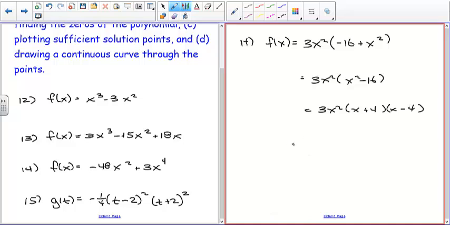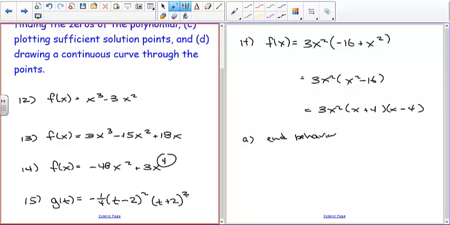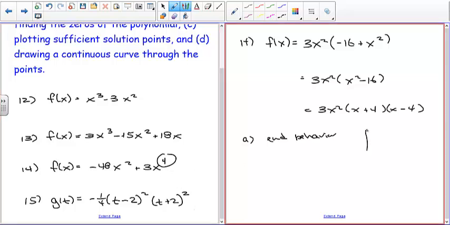So what you get is, for one thing, the end behavior. So look at the end behavior first. Because it's even, the highest order power is 4, so it's going to be either like this or it's going to be like that. Because it's positive, it's going to be this way. Okay, so that's the end behavior.